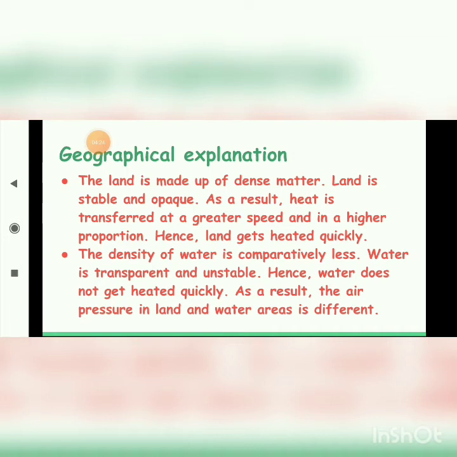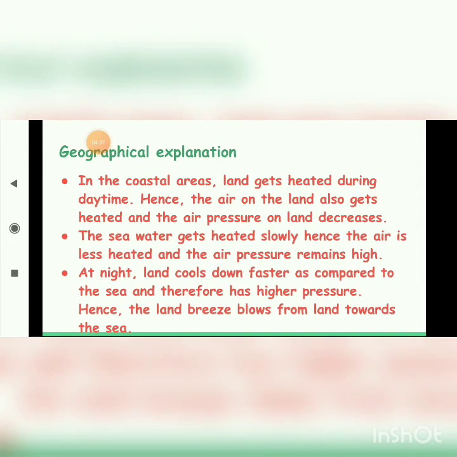The density of water is comparatively less. Water is transparent and unstable. Hence, water does not get heated quickly. Why does water not get heated quickly, students? The density of water is comparatively less and water is transparent and unstable. So, water does not get heated quickly. As a result, the air pressure in land and water areas is different. So, students, the air pressure in land and water area is different.